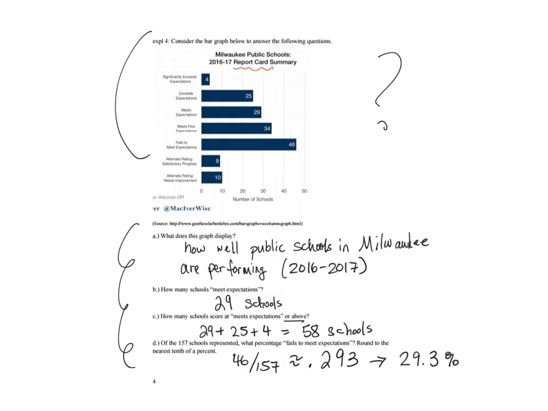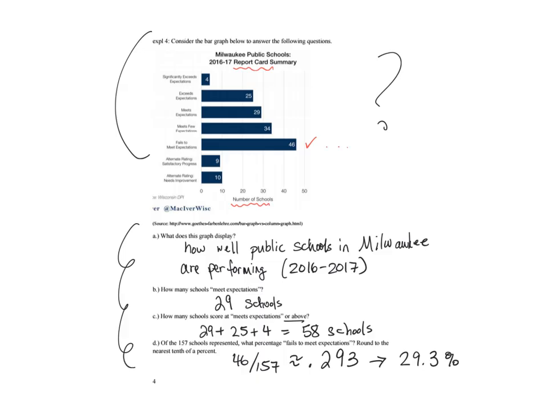This is not the summary of all the students' report cards. What this is is some sort of diagnostic that was employed to evaluate a school as a whole. And they were given a report card, meaning simply, how is this school doing? So you'll notice that the axis down here is labeled number of schools. So this would be meaning 46 schools failed to meet expectations and so forth.